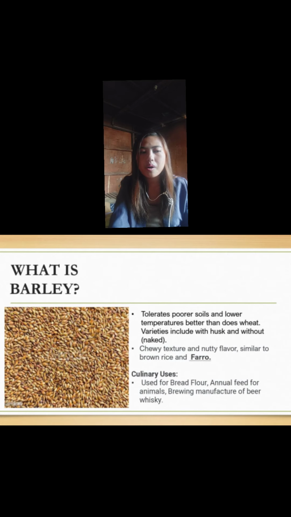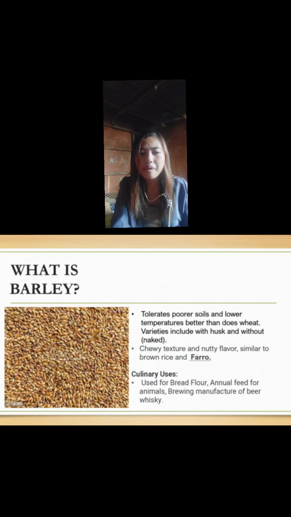What is also a barley? Barley is also tolerant of soil and lower temperature, better than the wheat. So it is also grown in tolerant soil, the barley. And the texture of barley is chewy with a nutty flavor, similar to brown rice and farro.